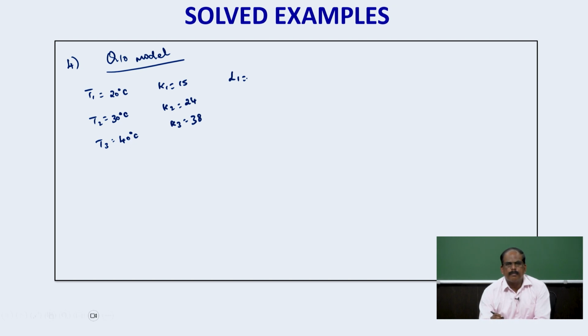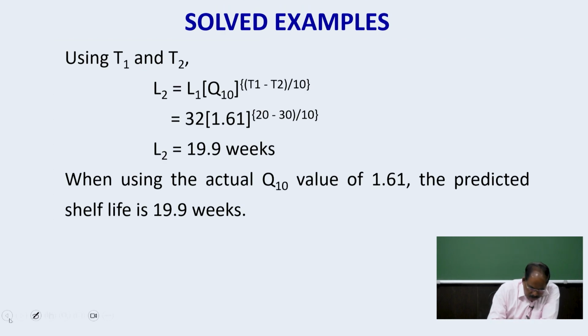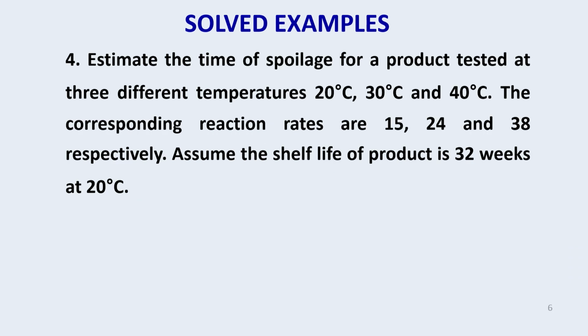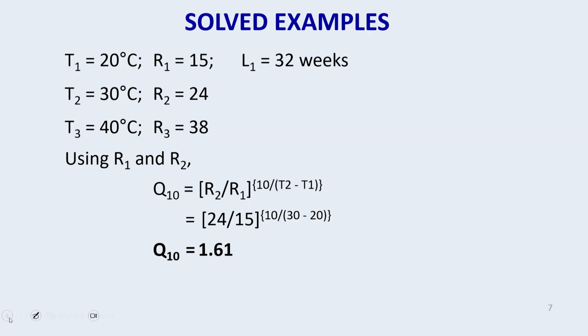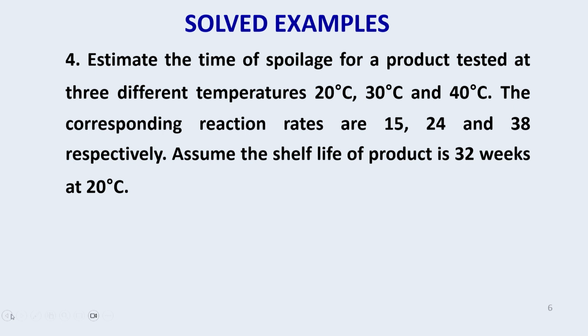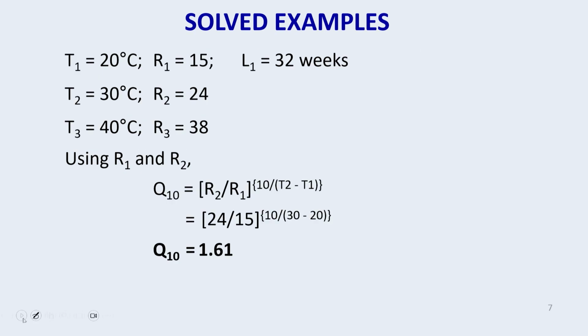The shelf life of the product at temperature T1 is given, that is, L1 is given as 32 weeks, which is about 8 months. So 3 temperatures are given, 3 reaction rates are given and L1 is given. We have to estimate the time of spoilage. We'll solve this problem step by step.